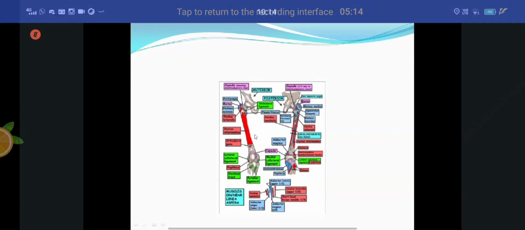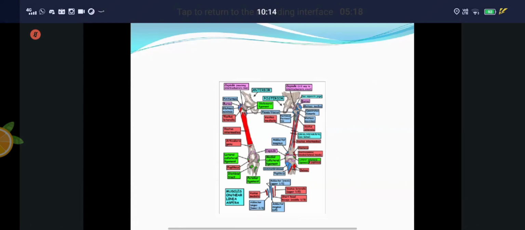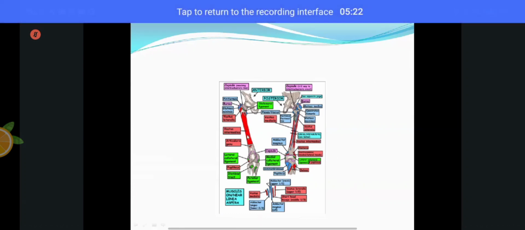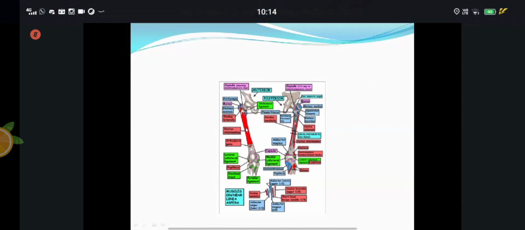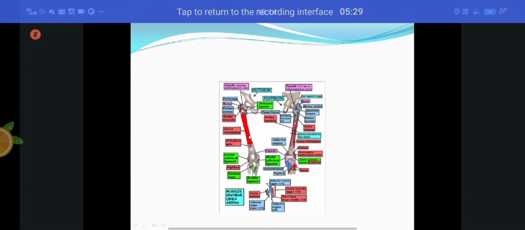So other than rectus femoris, what are the other muscles we are studying? One is vastus lateralis, vastus intermedius, and vastus medialis. The vastus intermedius gets its origin from the anterior surface, anteromedial and anterolateral surface of the femur.